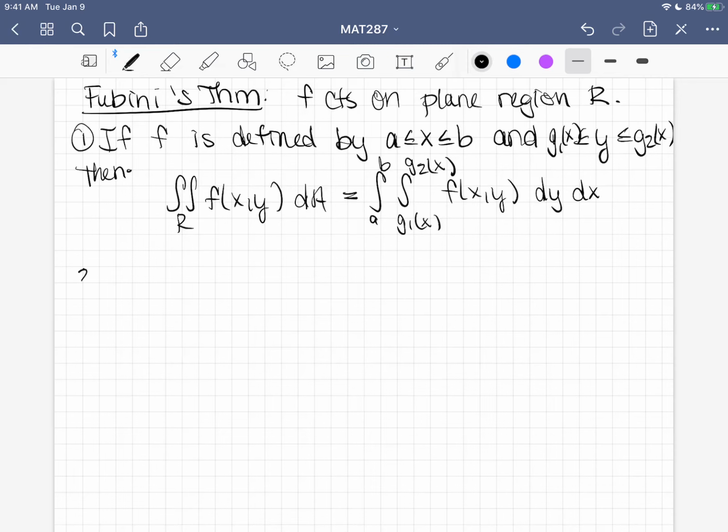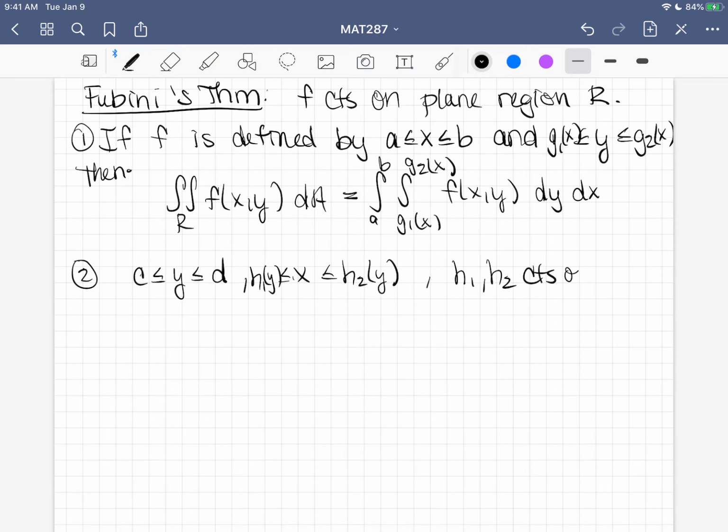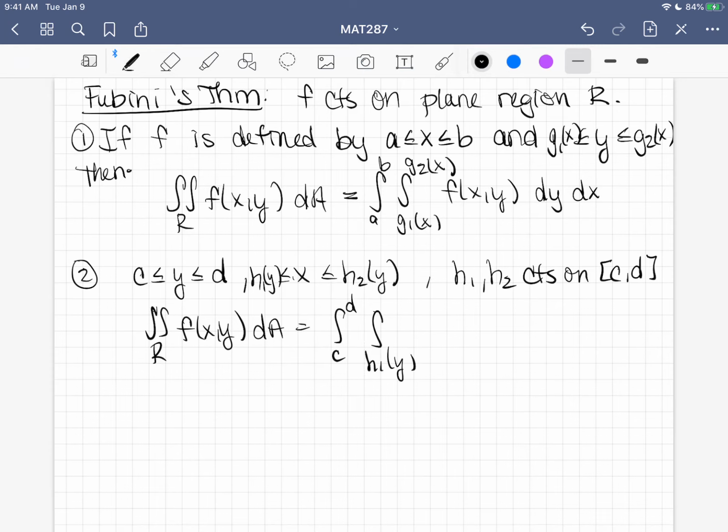All right, similarly, if your region is defined with real valued bounds on y, and x is bounded by h1 of y and h2 of y, where again h1, h2 are continuous on [c, d], then again the double integral over R of f of x, y dA is the integral from c to d of the integral from h1 of y to h2 of y of f of x, y dx dy.